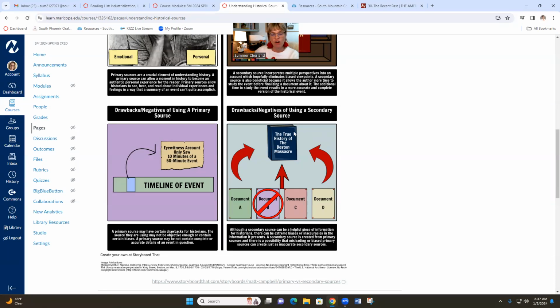And then on the right, drawbacks or negatives to using a secondary source, right? Well, this is still flawed because it's still human interpretation. And I want you to think of that as I lecture throughout the semester, I'm giving you a secondary source. I'm saying, look at all of these things that happened. Look at these primary sources and these claims and these arguments, and look at what all these historians think.